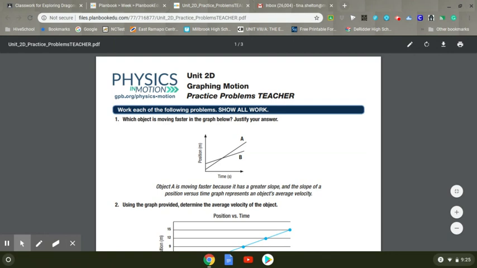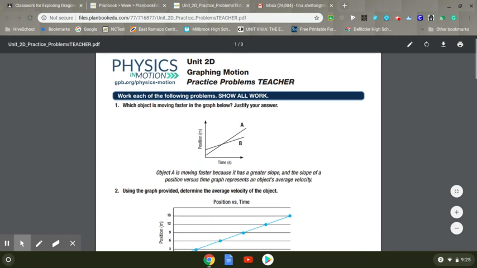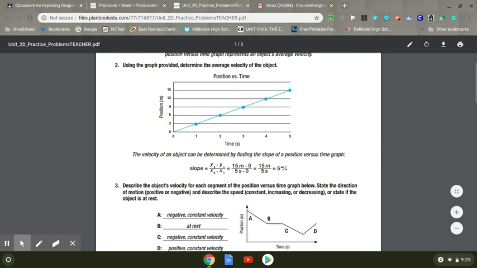So in this particular graph, A has a steeper slope. So A is moving faster because it has a greater slope. And the slope of a position versus time graph represents the object's average velocity. The next graph is wanting you to determine the average velocity of the object. So we're going to make it really easy, and we're going to use the points 0, 0, and 5, 15. And so we're going to use those points to solve for that average velocity.